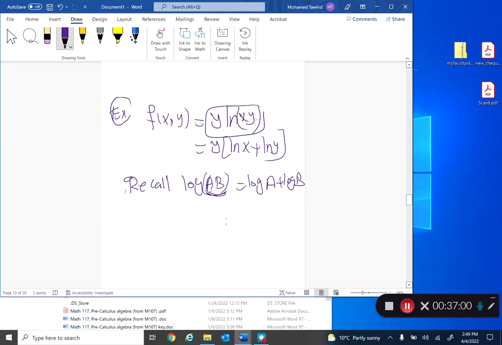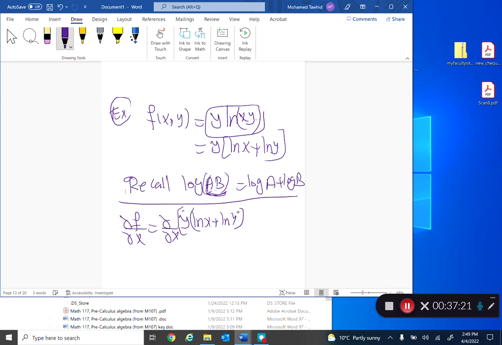Okay, guys. So now what I have here is y times ln x plus ln y. So now I need to get df by dx. How to get df by dx? I have to take the partial derivative with respect to x. So what do you have? You have y, open bracket, ln x plus ln y, right? So that is our f. That is equation 1.